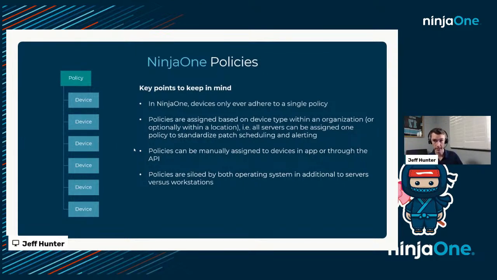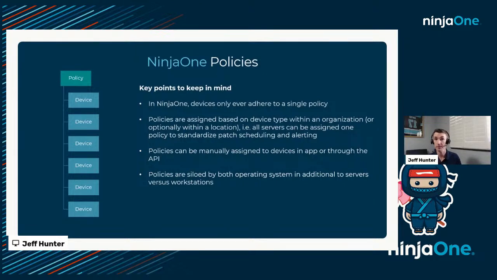And one final important key point here is policies are siloed by operating system in addition to servers versus workstations. So out of the box in a completely blank Ninja environment, you actually get 6 policies. You get 2 for Windows, one's a workstation, and one is a server policy. And then you get the exact same for Mac OS, one server, one workstation, and then the same for Linux. So you get a total of 6, and they are going to be segmented like that. It's a pretty deep fissure that runs across the platform of workstations versus servers.